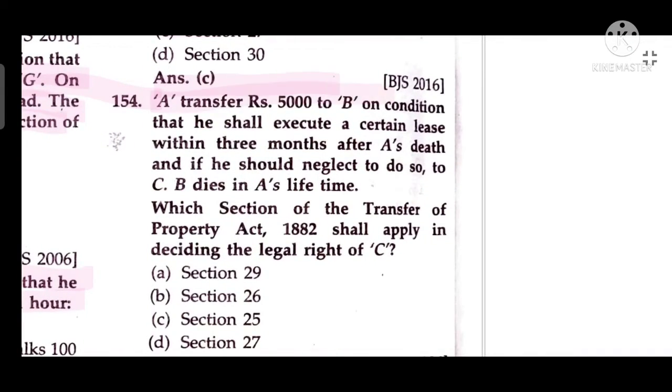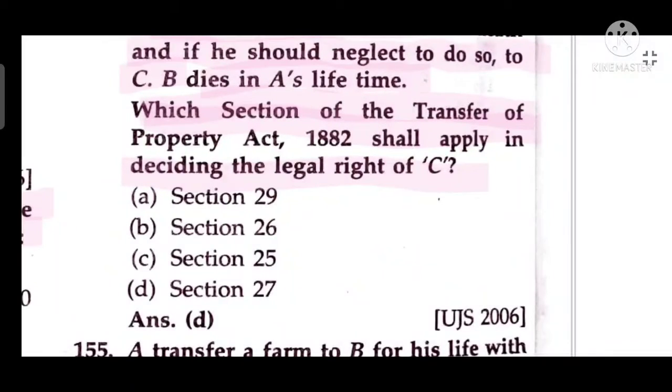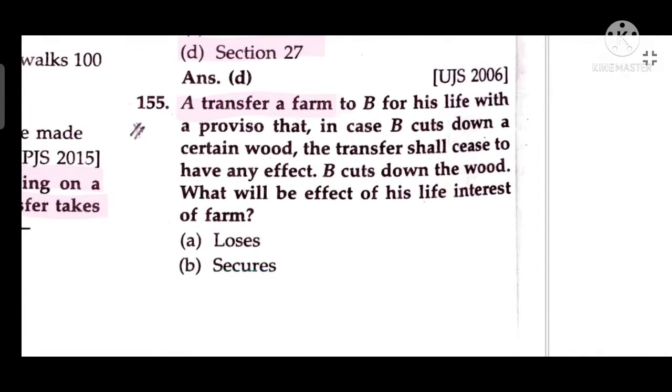A transfers rupees 5,000 to B on the condition that he shall execute a certain lease within 3 months after A's death, and if he should neglect to do so, to C. B dies in A's lifetime. Which section of the Transfer of Property Act 1882 shall apply in deciding the legal right of C? Section 27.